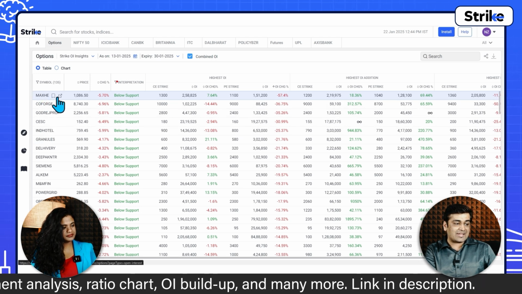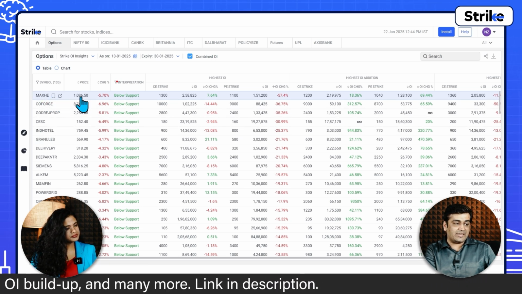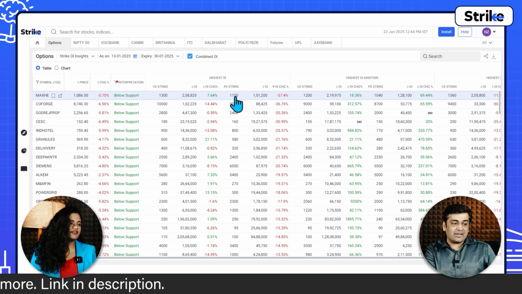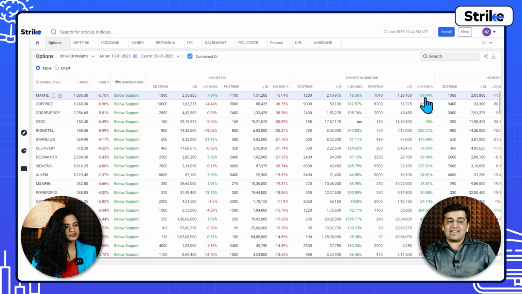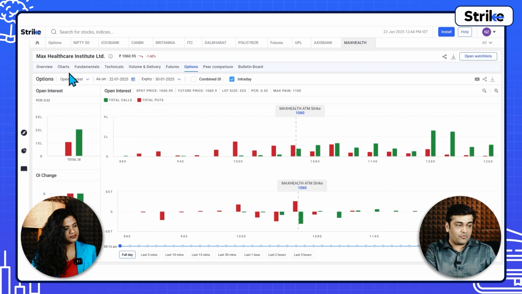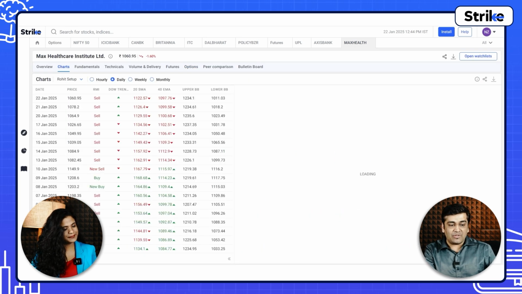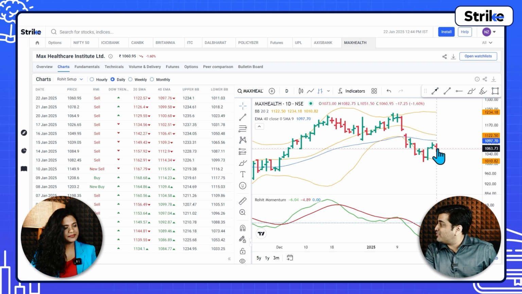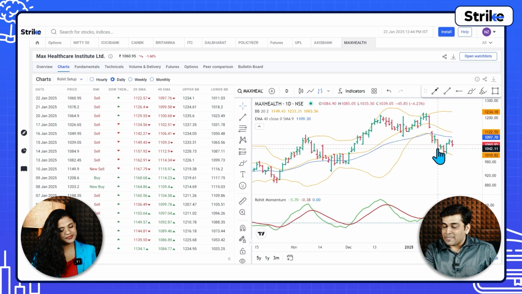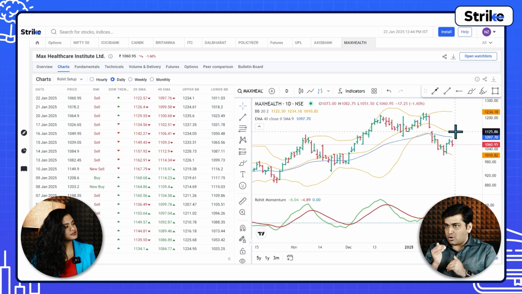And now if you see Max Healthcare over here, price is at 1086, it's below 1100. And 1040 put has seen an increase in OI. So this is a stock that you can look at the chart of for further analysis. If the momentum is bearish, the stock is below the averages, and if there is a follow through, you can go ahead and buy a put of this particular stock. So this was about stocks going above resistance and below support.